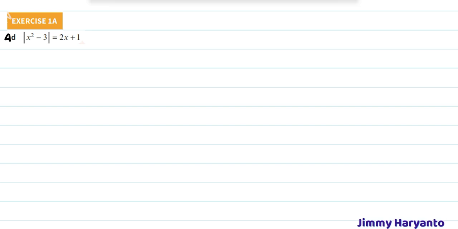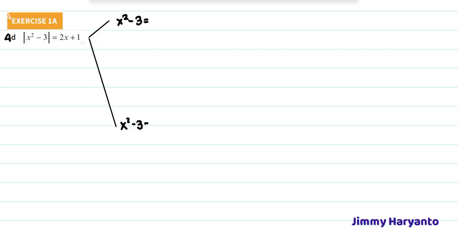And the last one for exercise 1a is question 4D. For 4D, same, this is the second type of equations. That means you have to double check your answers later. x squared minus 3 equals 2x plus 1.